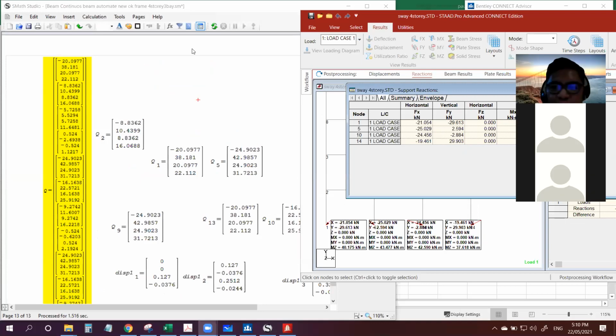Okay. So do you have questions? Yeah. So maybe I'll resend this code for you to look at and study. But again, the whole concept is the same as what we're doing with actual members. Get the member stiffness matrix to formulate the structure stiffness matrix.